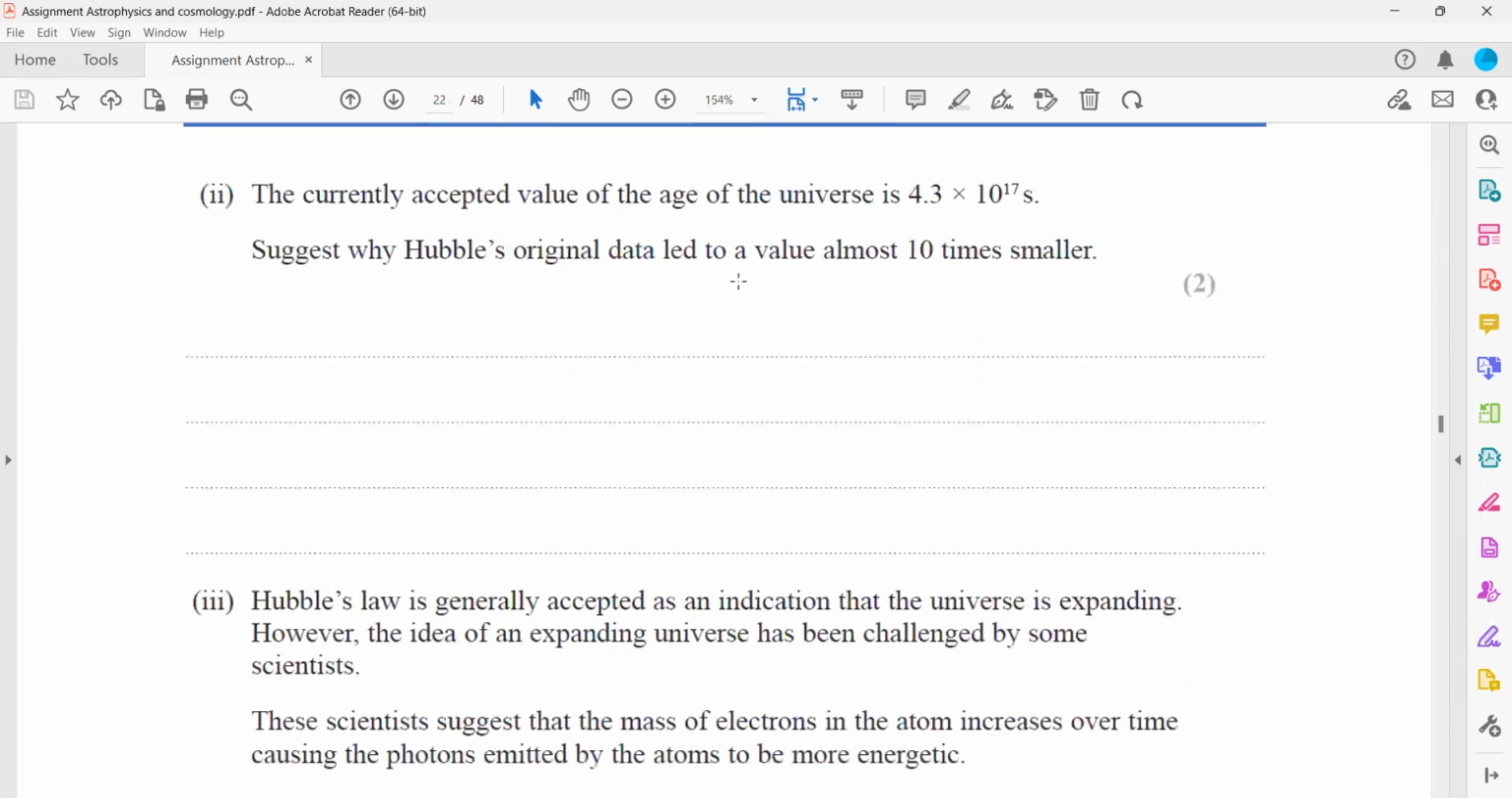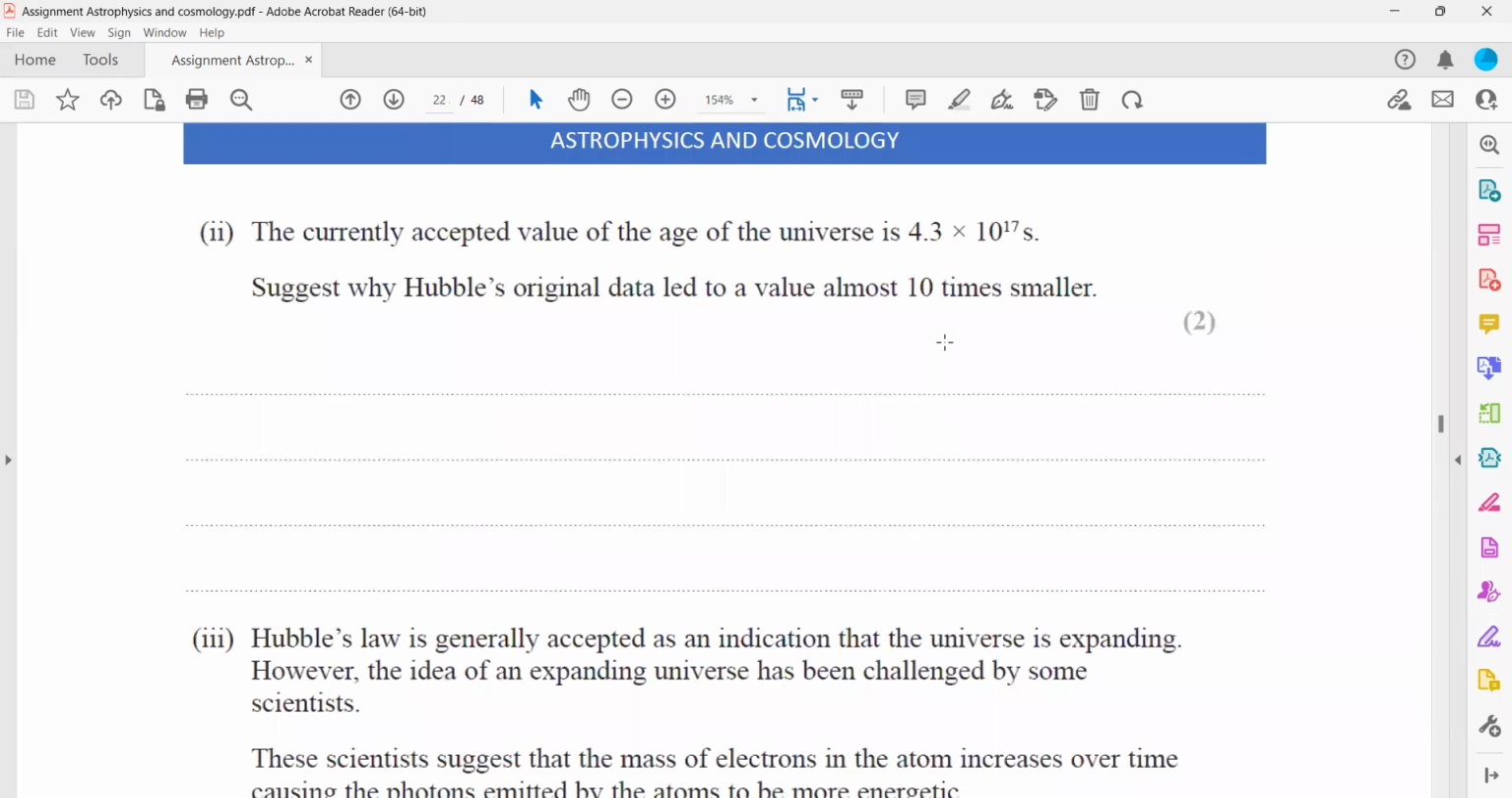The current acceptable value of the age of the universe is 4.3 × 10^17 seconds. Suggest why Hubble's original data leads to a value almost 10 times smaller. Why? The main reason: the current accepted value, you can see, is 4.3 × 10^17 seconds. And why does Hubble's original data lead to a value almost 10 times smaller?